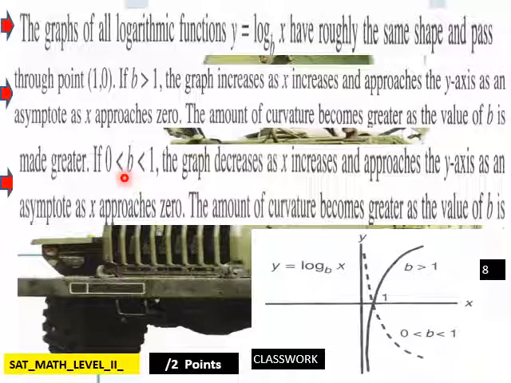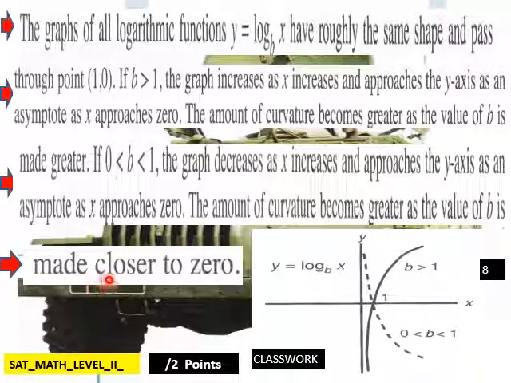If b is between 0 and 1, the graph decreases as x increases and approaches the y-axis as an asymptote as x approaches 0. So like this situation here, and up here as well. The amount of curvature becomes greater as the value of b is made closer to 0. So as b gets closer to 0, the amount of curvature is greater for that.